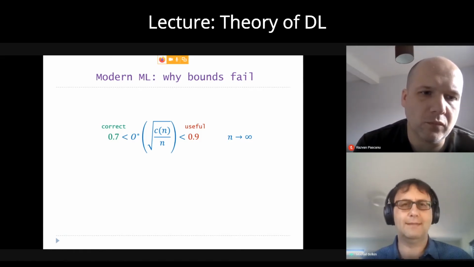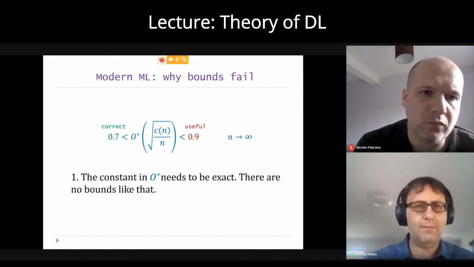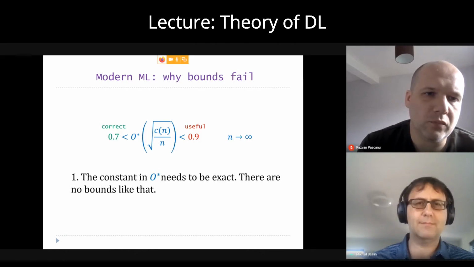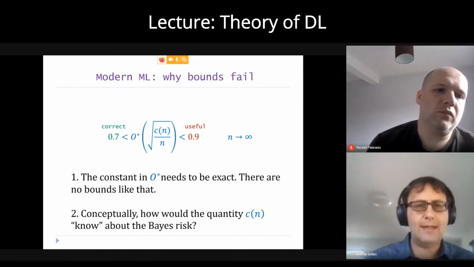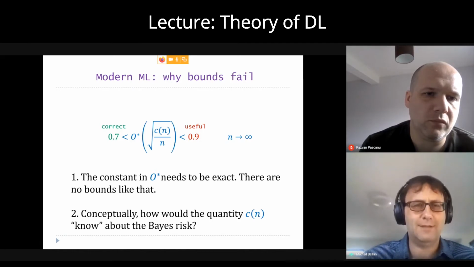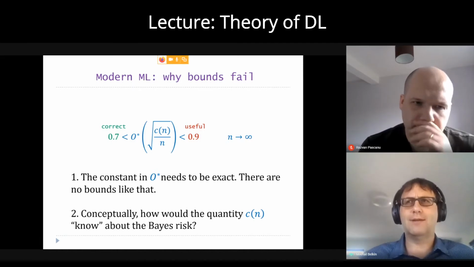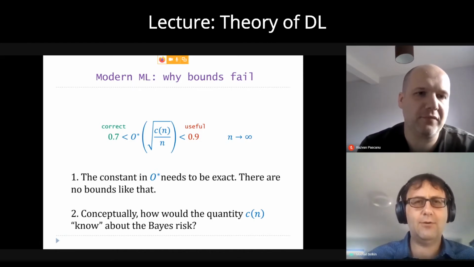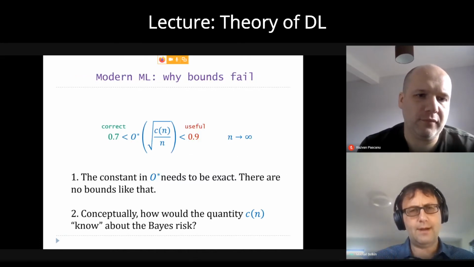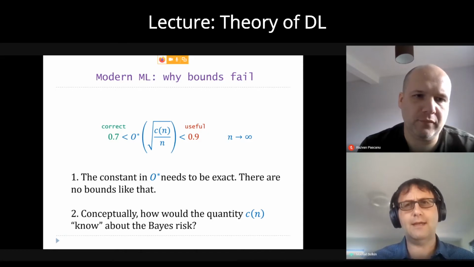And we better have it as n becomes large. There is a problem. First, a constant in O star needs to be exact. And usually it has log factors and all sorts of stuff in there. So there are really no bounds like that. And conceptually, more troubling is how would this quantity even know about the Bayes risk? How does it know that it has to be bigger than 0.7? Because somehow it has to look in great detail at the function. So I think it is fair to summarize that there are no bounds like that, and it is hard to expect that a bound is useful.